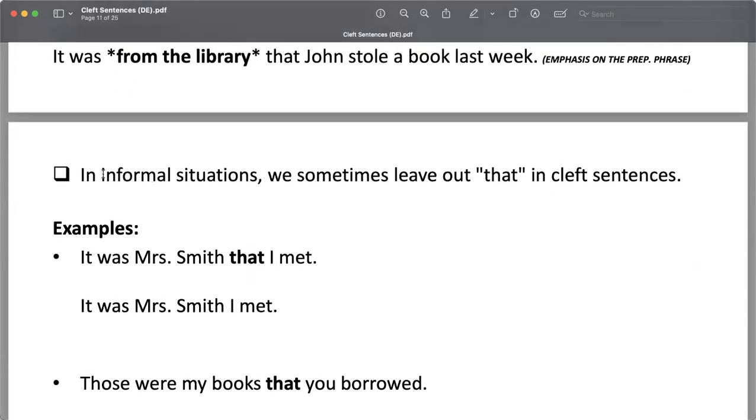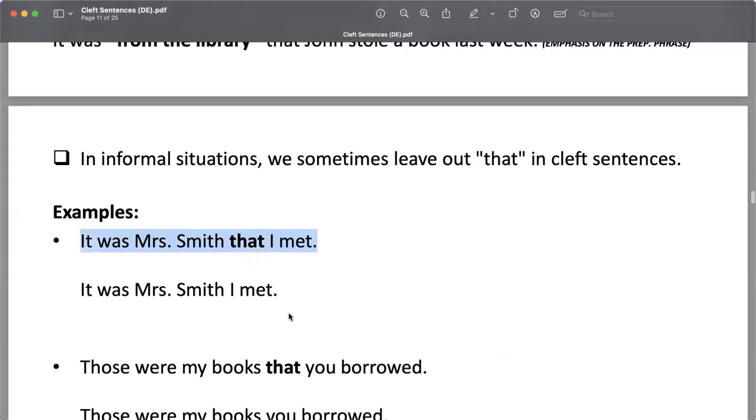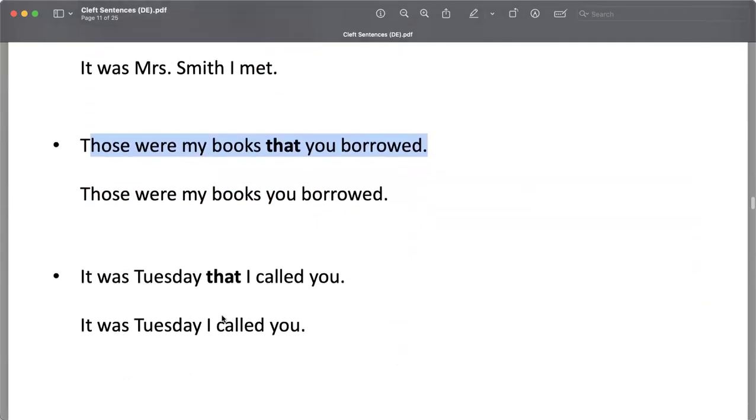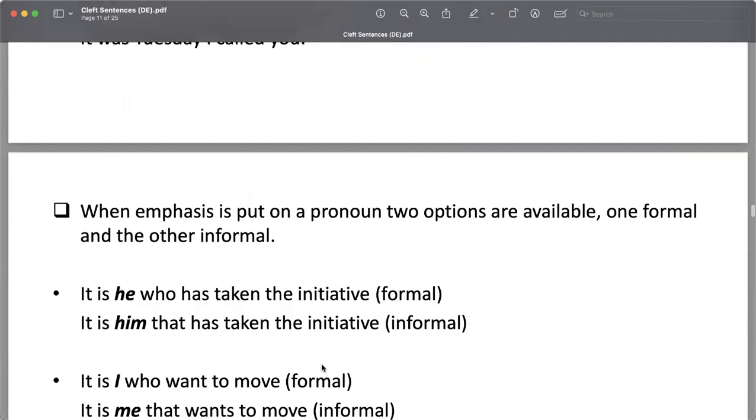In informal situations, we sometimes leave out the cleft structure. In informal situations, we don't say that. So instead of it was Mr. Smith that I met, you can use it was Smith I met. You can use it like that. So, those were my books that you borrowed. Instead of that, you can go with those were my books you borrowed. And it was Tuesday that I called you. You can go with it was Tuesday I called you.